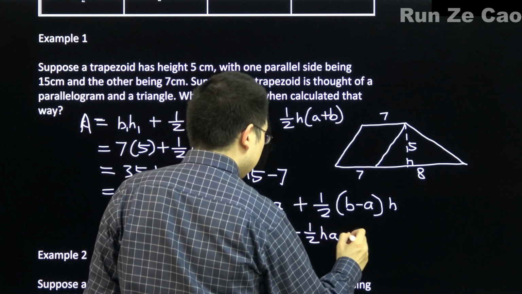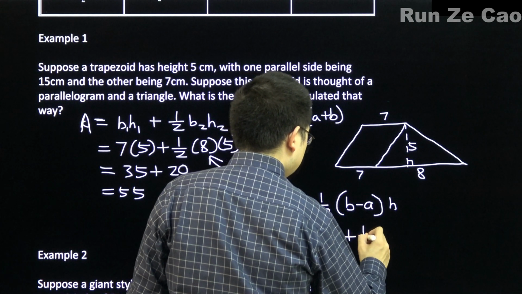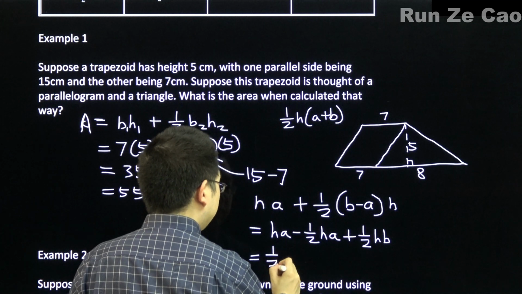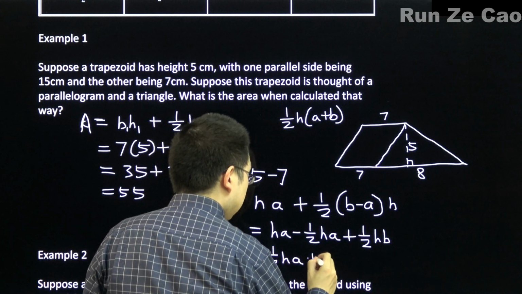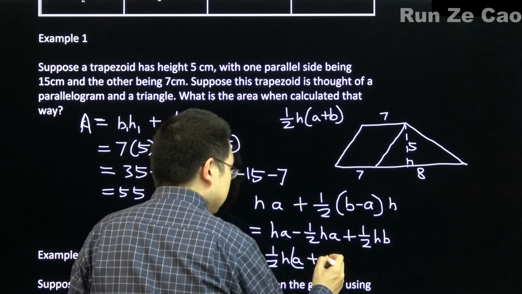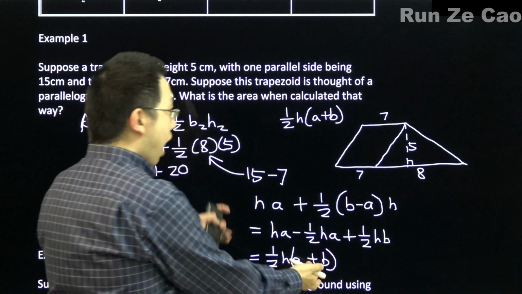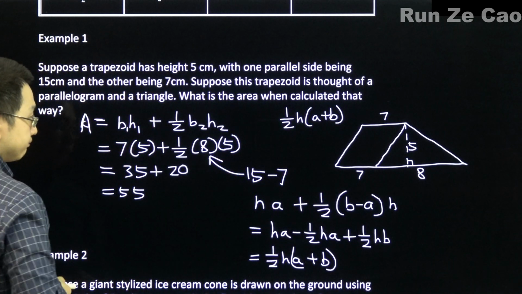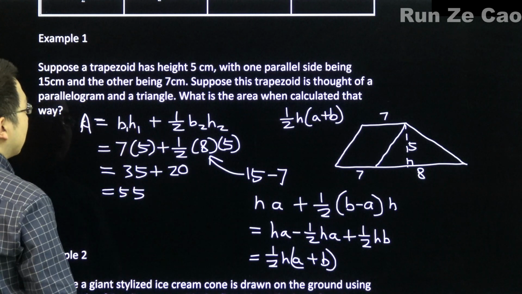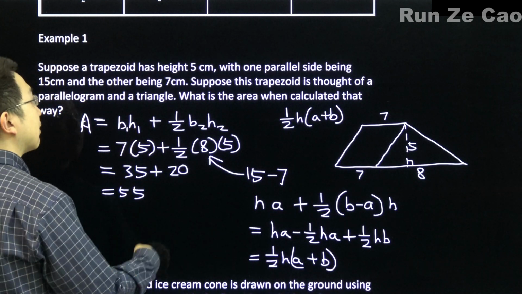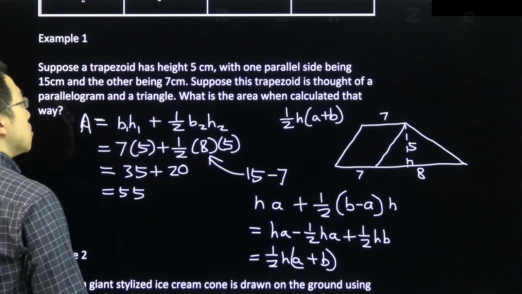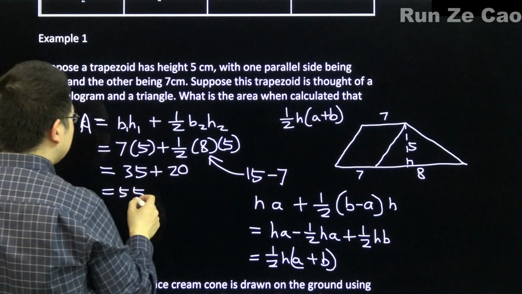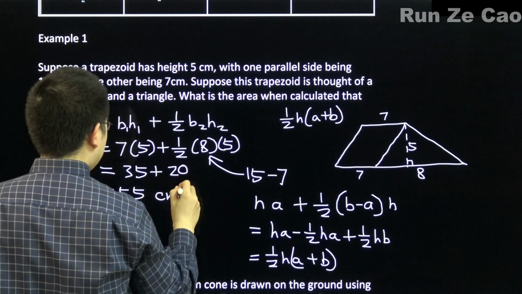1/2 HA plus 1/2 HB. Therefore, you end up with 1/2 HA plus 1/2 HB, or just 1/2 H times (A plus B). This is how it's compatible with the formula we learned earlier. But back to the question at hand, what is the area when calculated that way? The same as when we calculate it the other way, which is going to give us 55 centimeters squared.